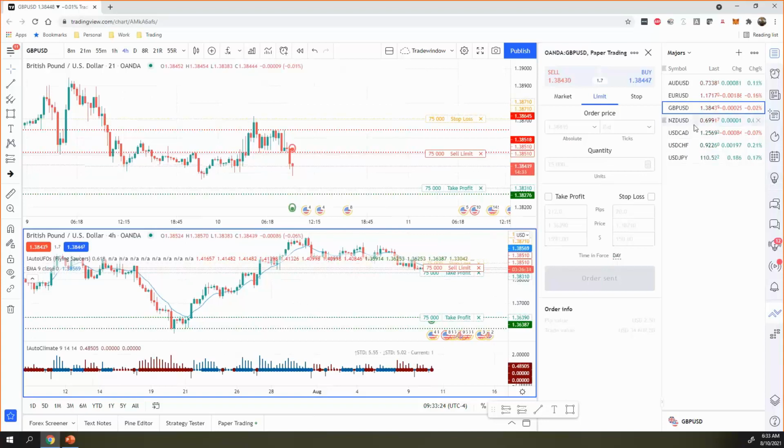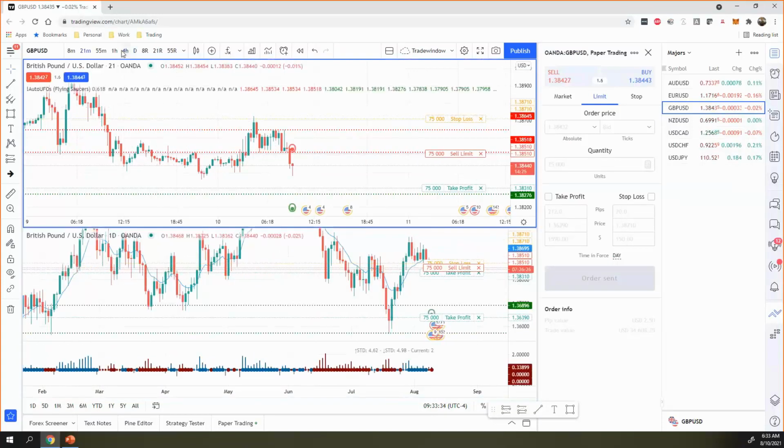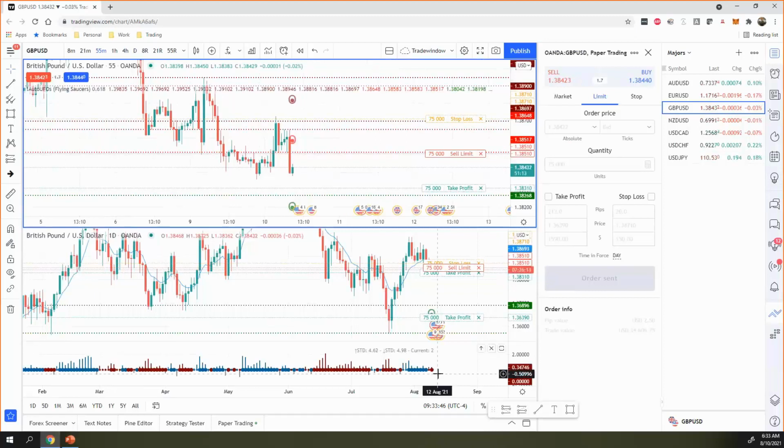All right, so that's that for the British pound. We found the trade on the intermediate time frame. Let's just go to the daily and the 55-minute to see how that's looking. Interestingly enough, this is actually really good. It's looking fairly good on both of them. Confirmed down climate.